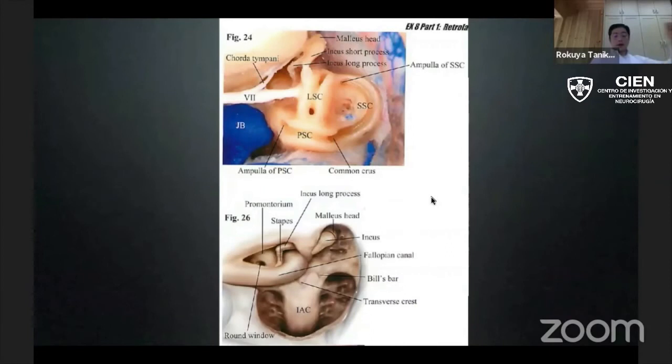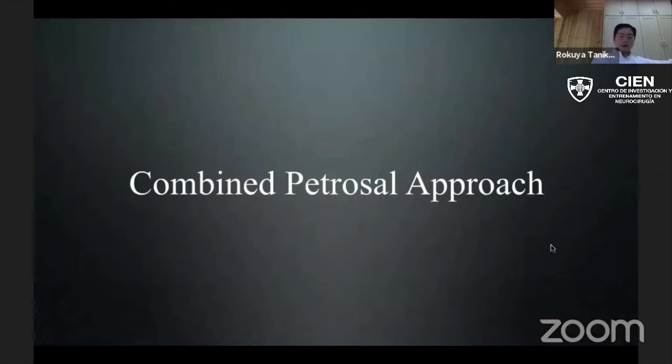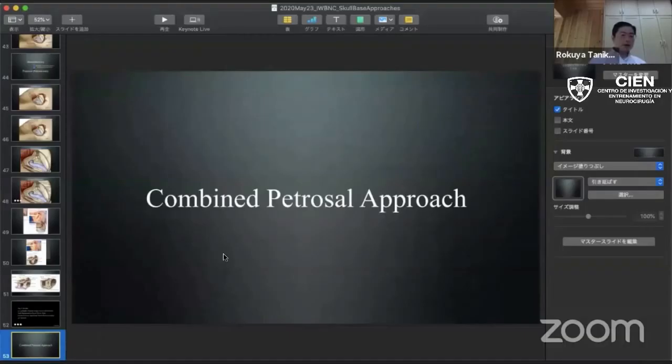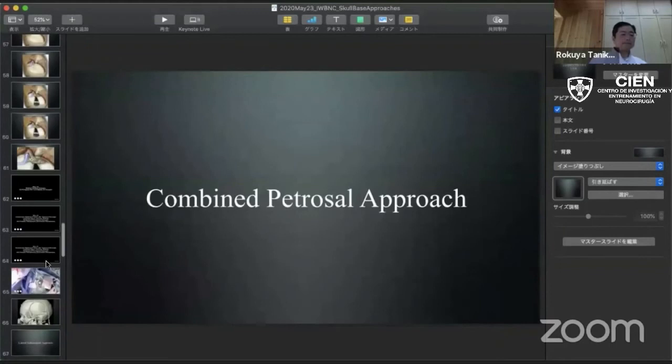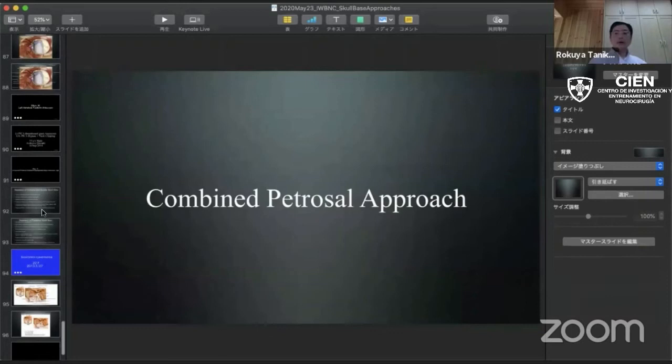After drilling the semicircular canals, you can do the translabyrinthine technique and expose the IAC. This is also a picture from Professor Fukushima's textbook. This as well. The time is limited, so we can go to the end. I think it's almost time, so I should finish.